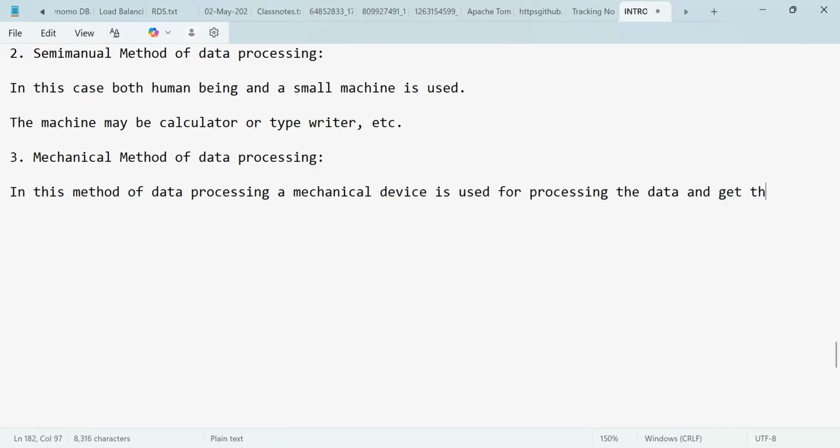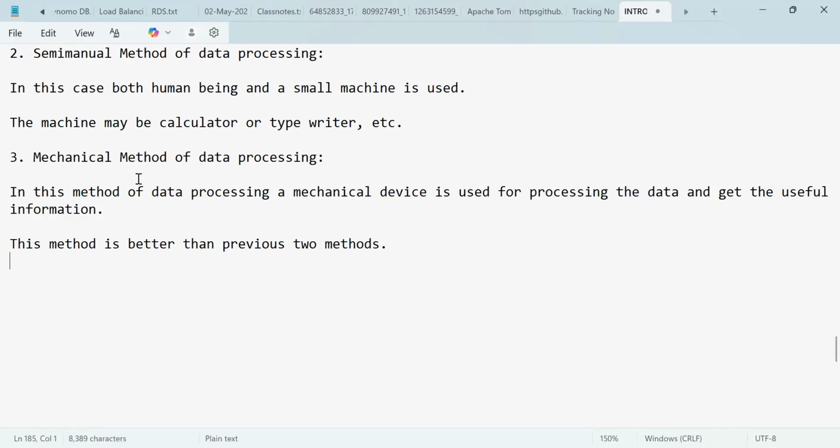So you understand, in this method of data processing, a mechanical device will be used for the processing of the data, and we get the information. That means this method is better than the previous two methods. Yes or no? Because it uses a mechanical device.